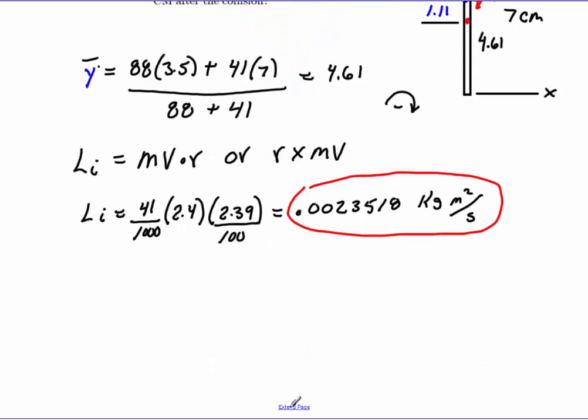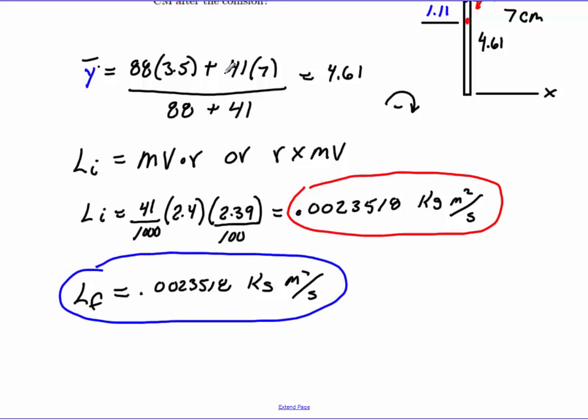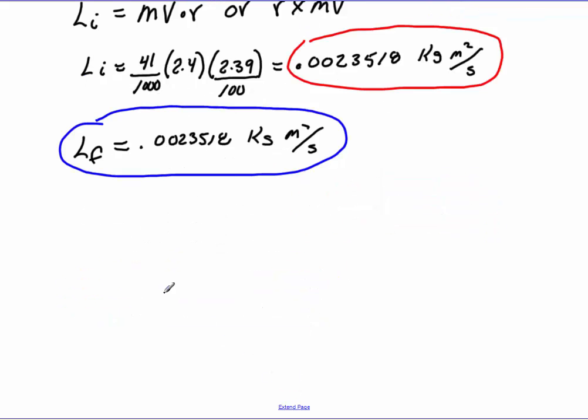Now, can we not go back? There's no torque being applied here. L final must equal 0.002358 kilograms meters squared per second. Now, can I not say that L final must equal I times omega, and that's my omega final?